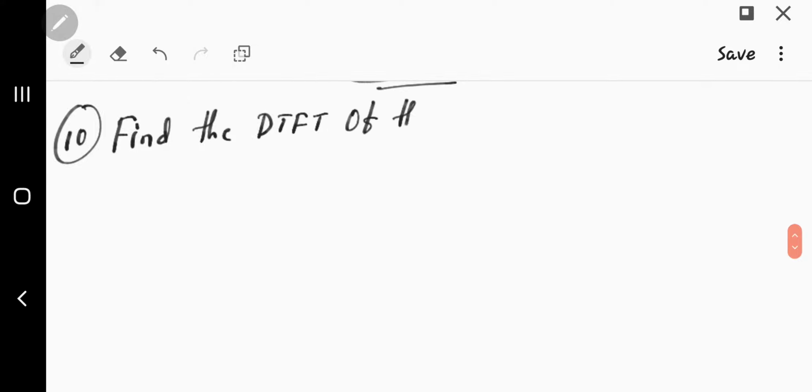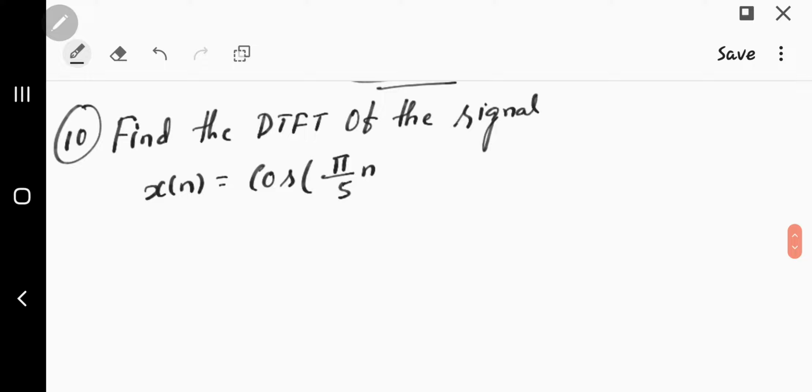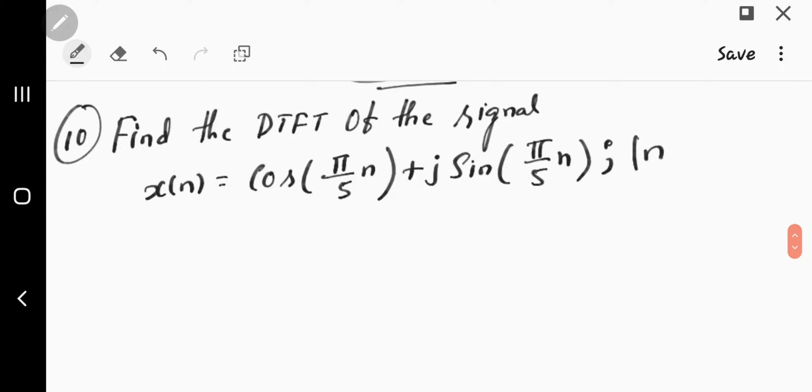So the problem is given like this: find the DTFT of the signal. Given x[n] is equal to cos(π/phi n) plus j sin(π/phi n), where |n| is less than or equal to 10 and it is 0 otherwise.